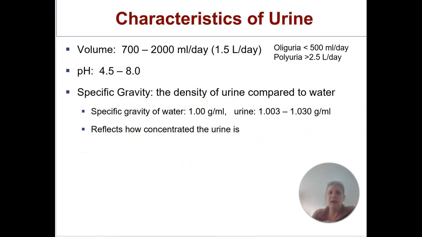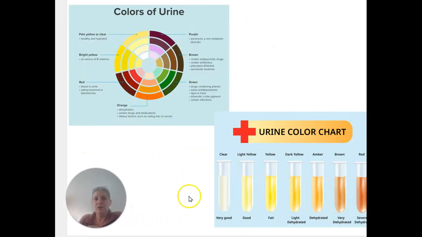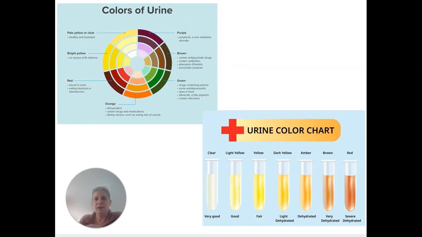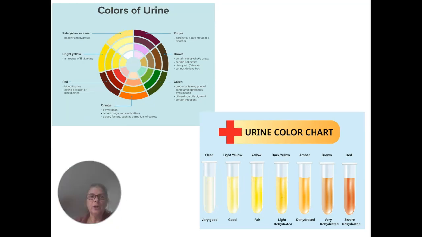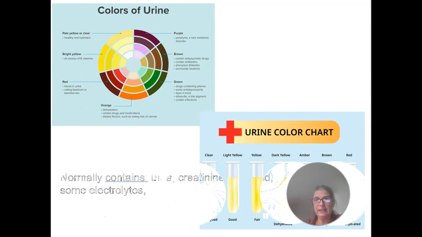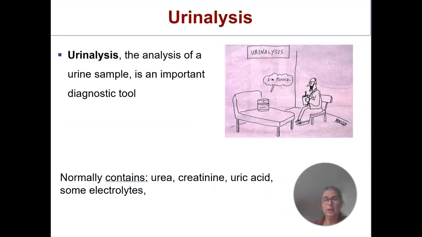So if you have very dilute urine, a lot of this watery urine, then that's good, right? Because that's what we want. The specific gravity will be less, but as we have more concentrated urine, our specific gravity is going to go up. So urinalysis is taking a urine sample and testing it, and it is a really important diagnostic tool. It gives us information about our kidney function, and we know that urine should have urea, creatinine, and uric acid, and it has some electrolytes.